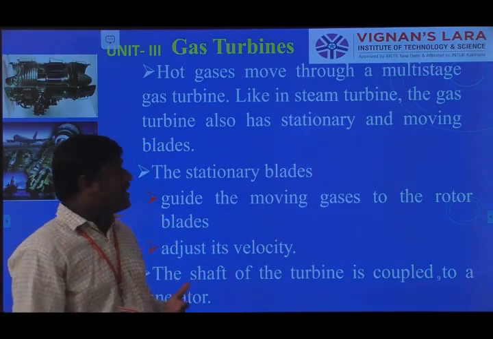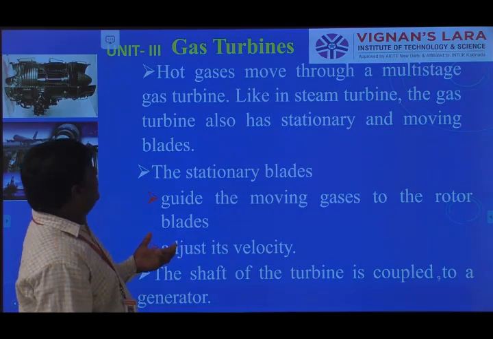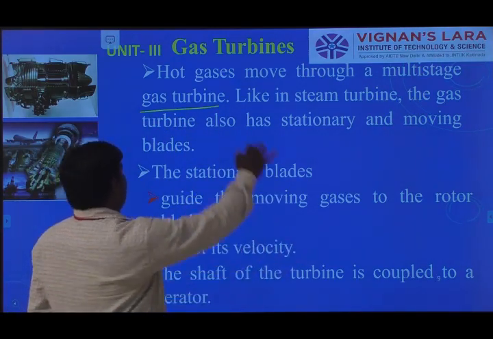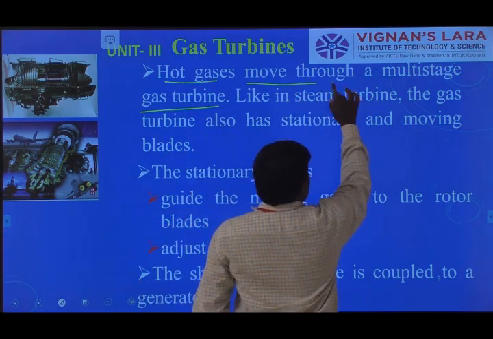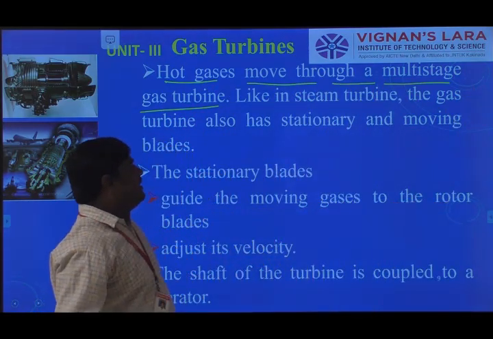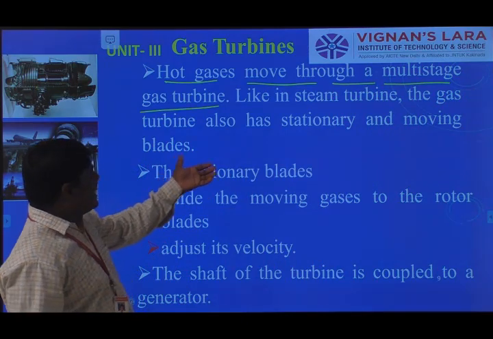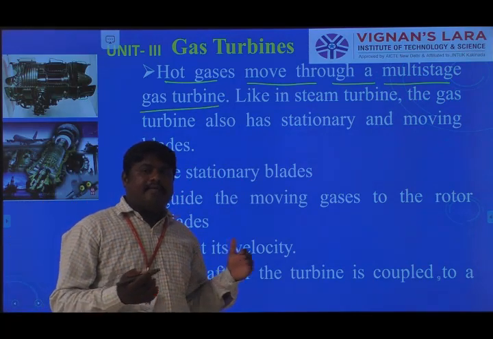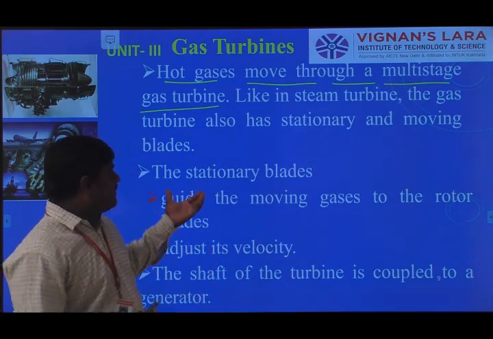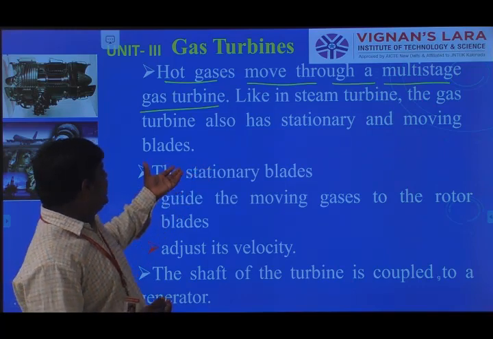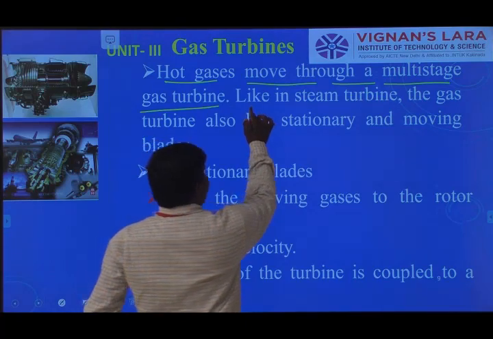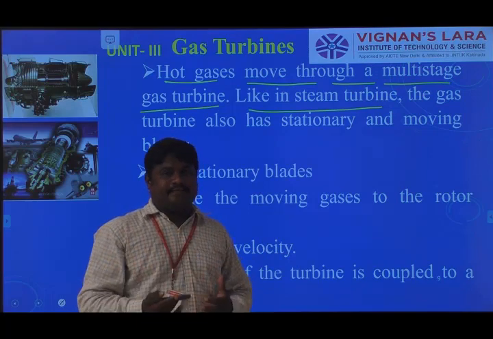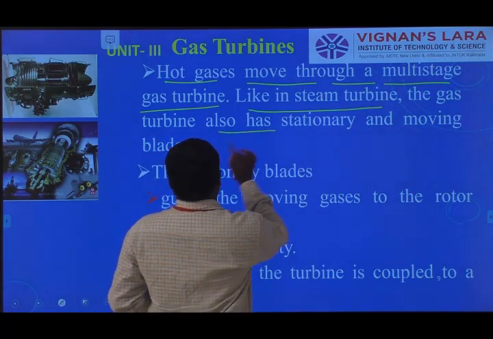Now, gas turbine power plants. The hot gases move through a multi-stage gas turbine. Like the steam turbine, the gas turbine also has stationary and moving blades.